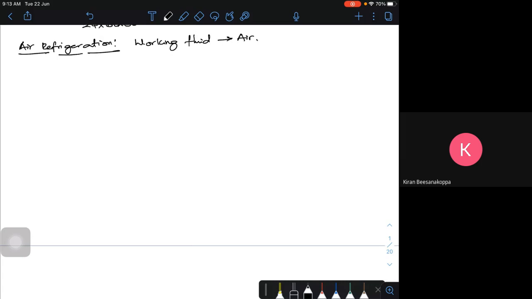Now in this, first of all, two cycles will run on air refrigeration. One is the Carnot cycle, a reversed Carnot cycle, which is a very ideal one. You have already studied the Carnot cycle in your basic thermodynamics, and there you have also studied the reverse Carnot cycle.